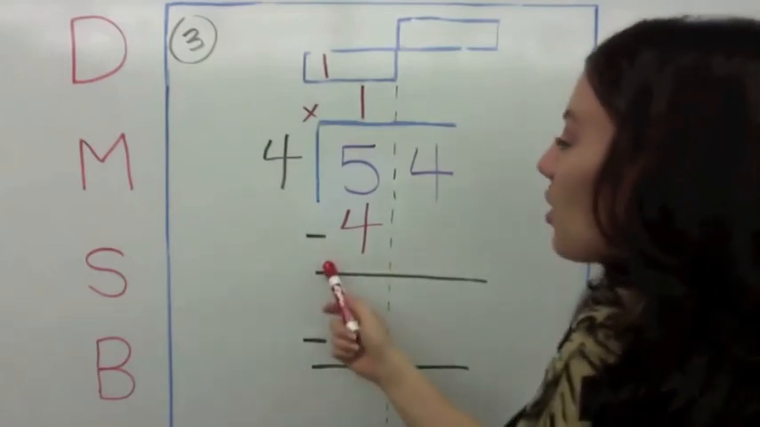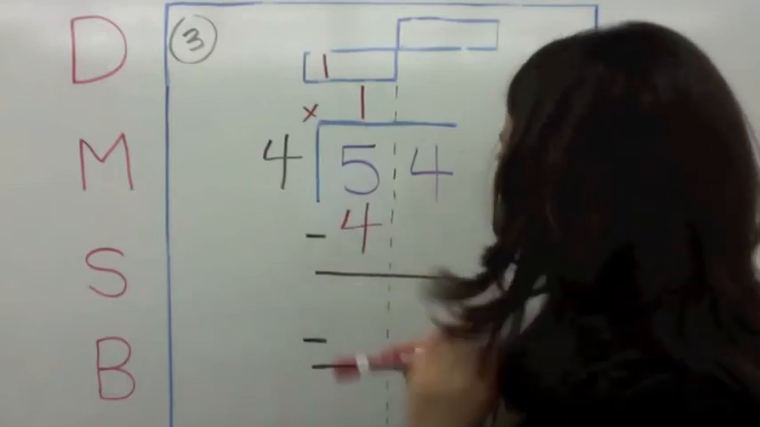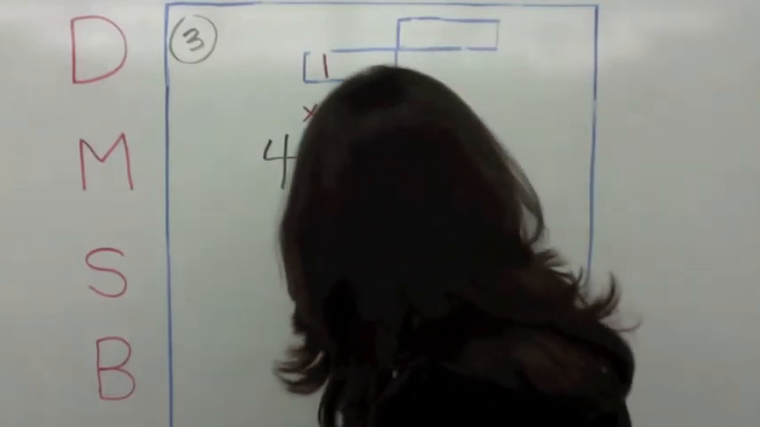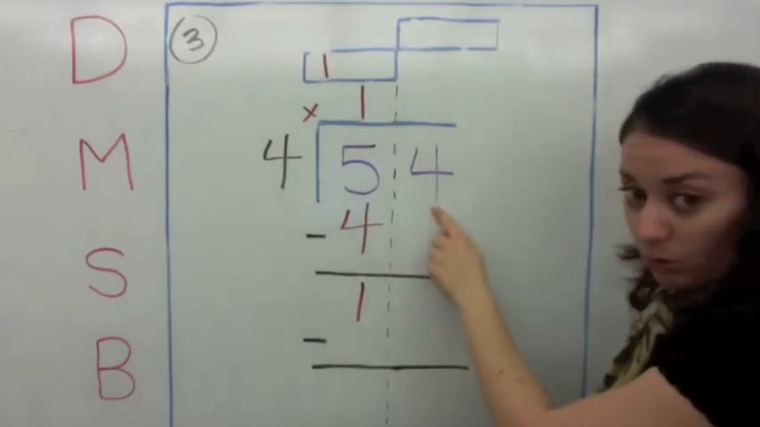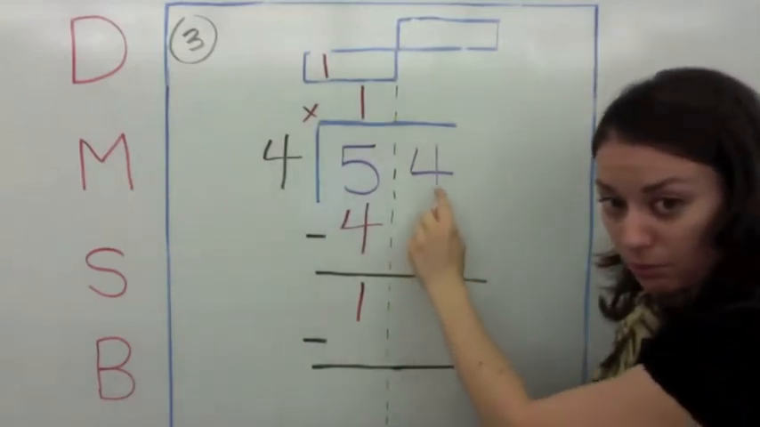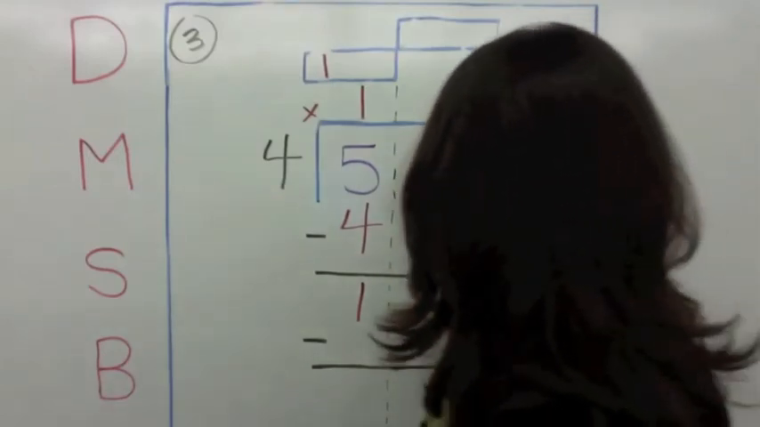So we're going to go ahead and subtract 5, take away 4. Now we're going to say 5, 4, 3, 2, 1. Okay, but we cannot stop there. That is not our remainder because we still have to work with the 4. What do we have to do to it? We have to bring it down. So we bring down the 4.